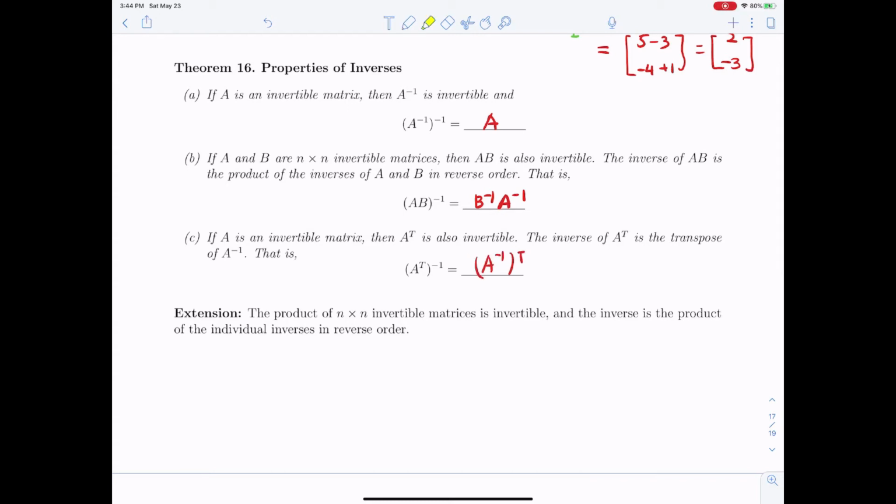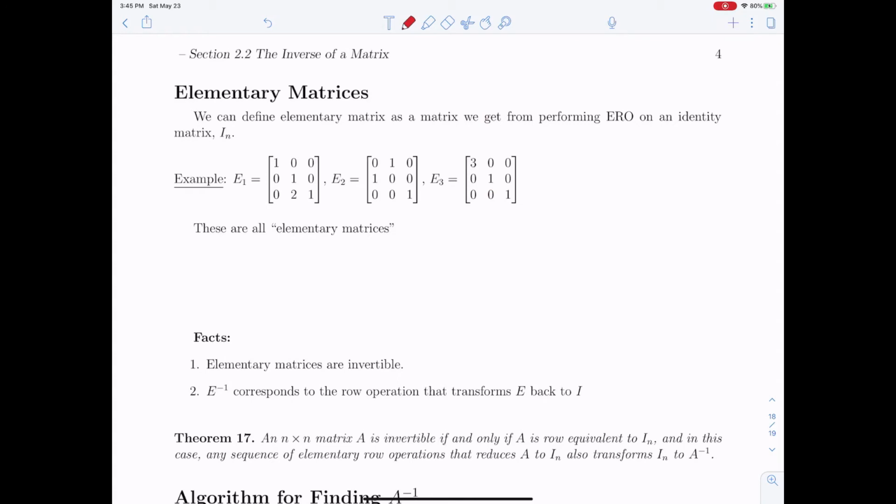So if the product of n by n invertible matrices is invertible, then its inverse is the product of the inverses, but you have to write them in the reversed order. Elementary matrices are matrices that you can get by taking an elementary row operation on an identity matrix I sub n. So let's say I3 is the identity matrix of size 3 by 3. Then we can obtain E1 by adding 2 times row 2 into row 3. And E2 is simply switching the first and the second row. And E3 is dilating the first row. We call these kinds of matrices elementary matrices.